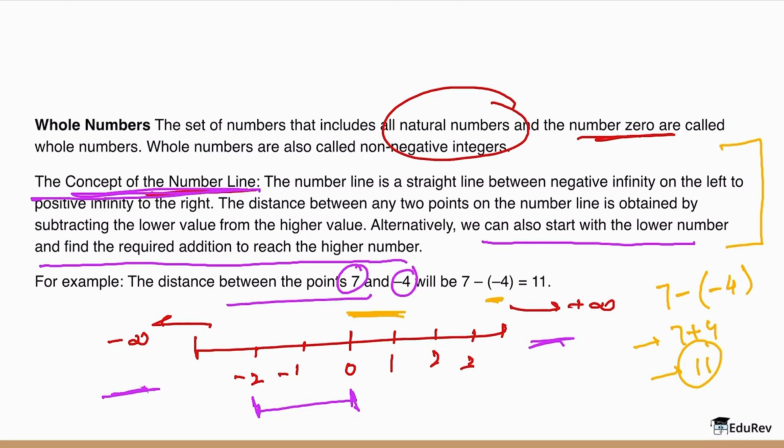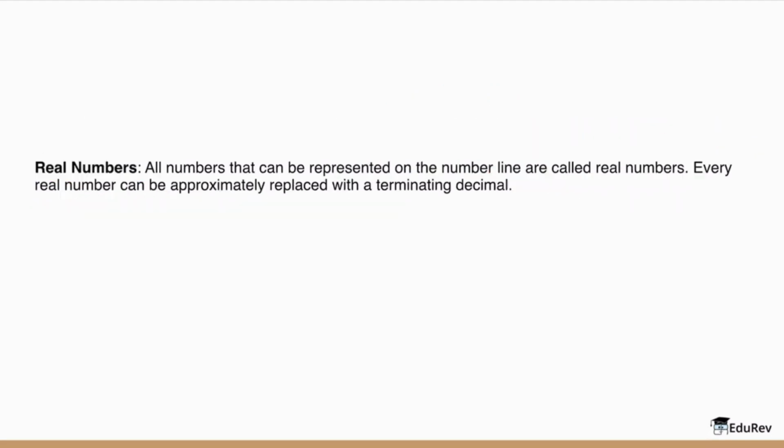Now let's move forward to the concept of real numbers. Can anybody tell me what actually real numbers are? Real numbers are nothing but all numbers that can be represented on the number line. Every real number can be approximately replaced with a terminating decimal.